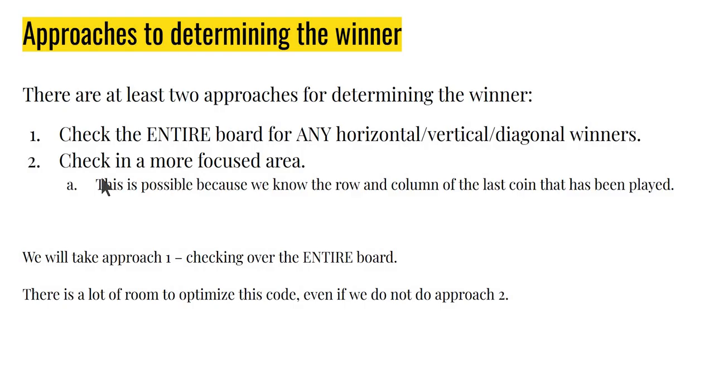The other approach would be to check in a more focused area. This is possible because we know the row and the column of the last coin that has been played. However, we'll take the first approach, which is just to check the entire board. It's okay in this case because the board is not that large really. However, clearly there's room to optimize in this code.